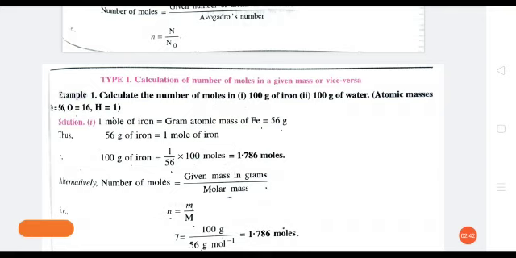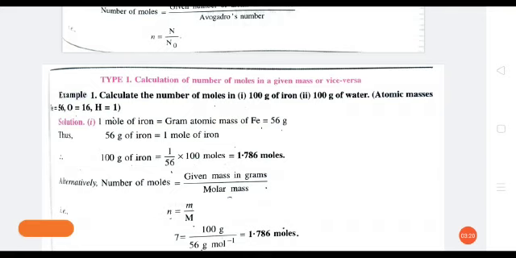Calculation of number of moles. So 100 gram of iron I am telling, and 100 gram of water you have to do as a practice. Number of moles is equal to given mass in grams divided by molar mass. So given mass is 100 gram, molar mass is 56. 56 U is converted into gram because we are taking gram atomic mass. On solving this, we will get 1.786 moles.